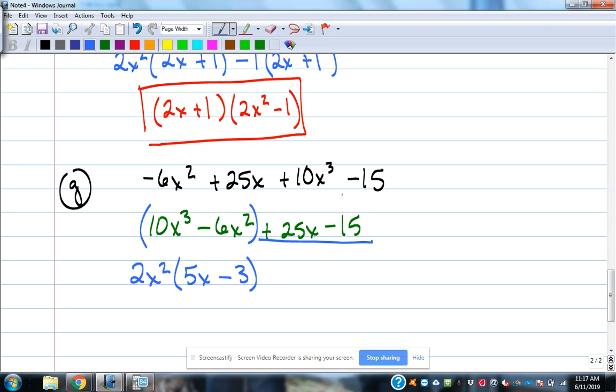All right, what about the second half? 25x and negative 15. What sign goes in the middle there? Plus, because this is a plus, goes right there. Always. Those are always the same. Never changes. Okay. What's in the parentheses? 5x. What times 5 gives me negative 15? Be a negative 3.